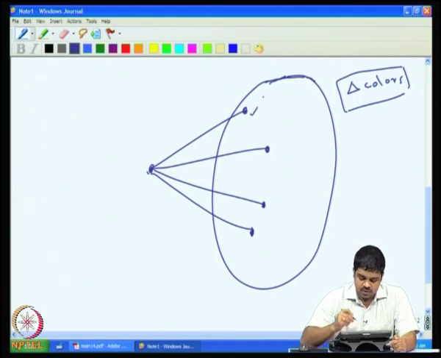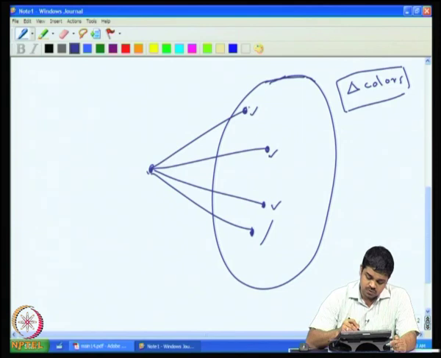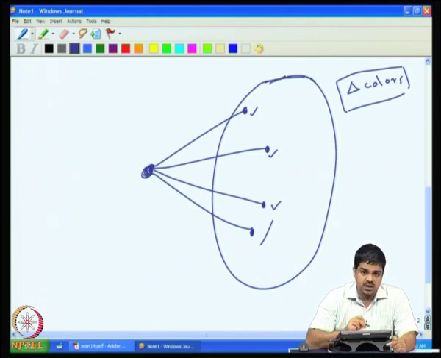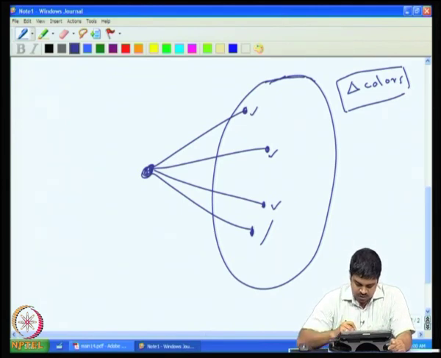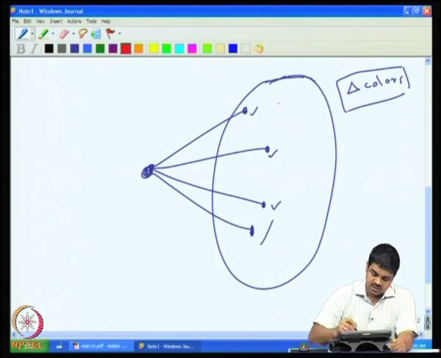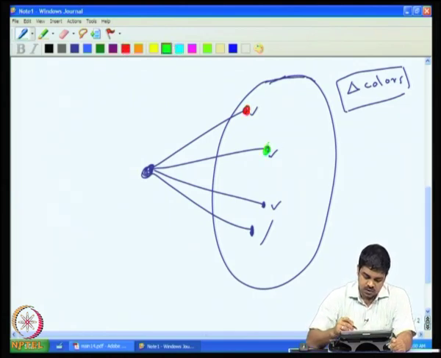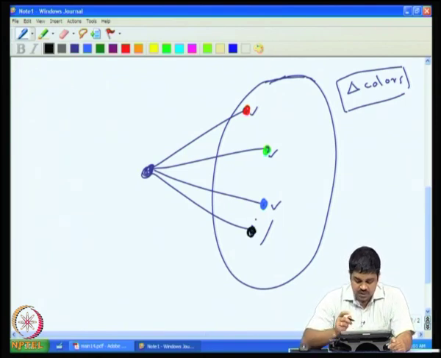So now this is delta colorable. Even one repetition of colors among the neighbors would allow us to use the remaining color for this new vertex, and that would essentially mean that we can do the coloring of the entire graph with delta colors. So that would be a contradiction. So we can assume that all these colors are different. Let's say this is red, this is green, this is blue, and this is black. Like that.